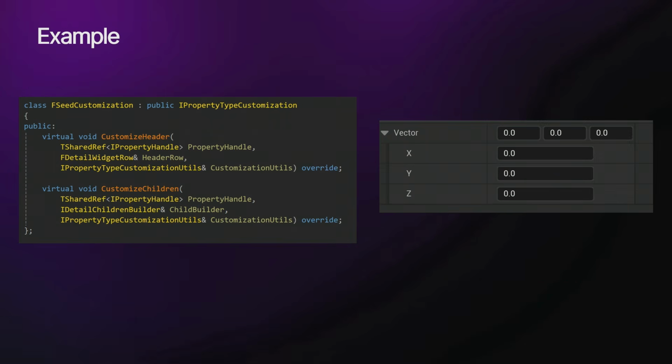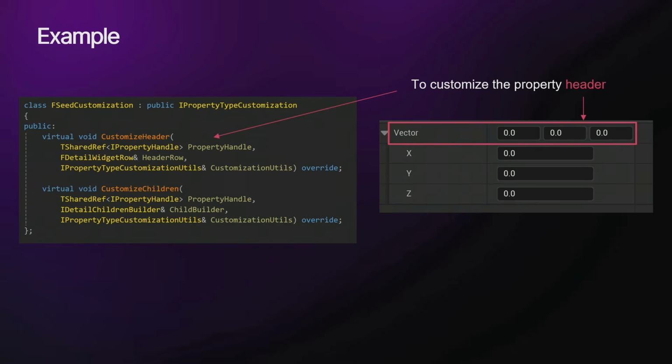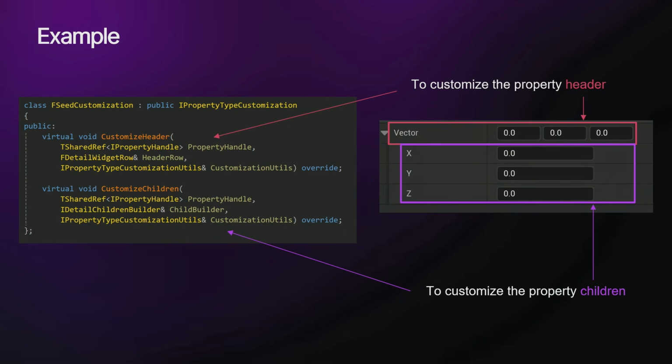So to do this, first on the header side, we have two main functions. We have the customize header. The header is this top row, so in this case like a regular vector. So you have both the property name and the property value. And then you have customize children, which is to add any property you want underneath that main row. In our case, we're just going to use customize header because we just want to customize that first row.